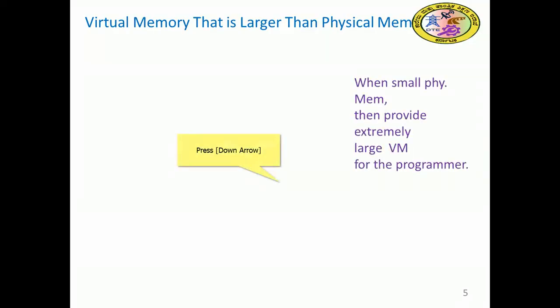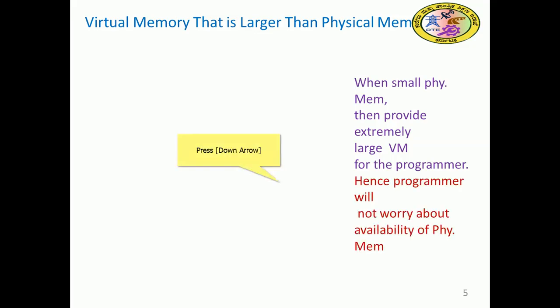So when a small physical memory is available, we provide an extremely large virtual memory for the programmer. If so, the programmer will not worry about the availability of physical memory. That is not a worry for the programmer.